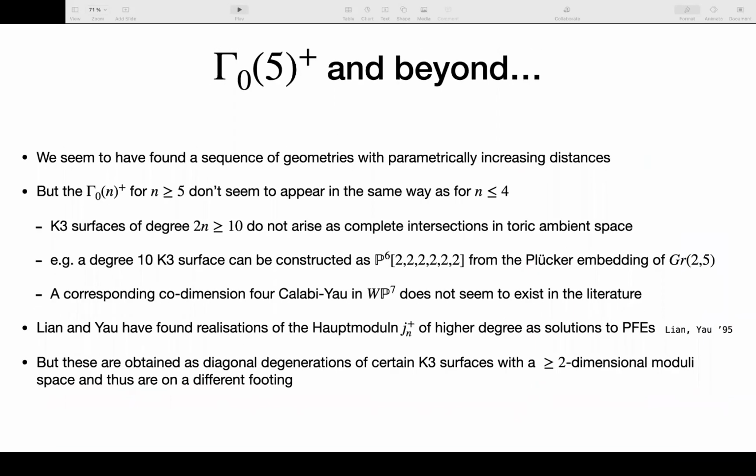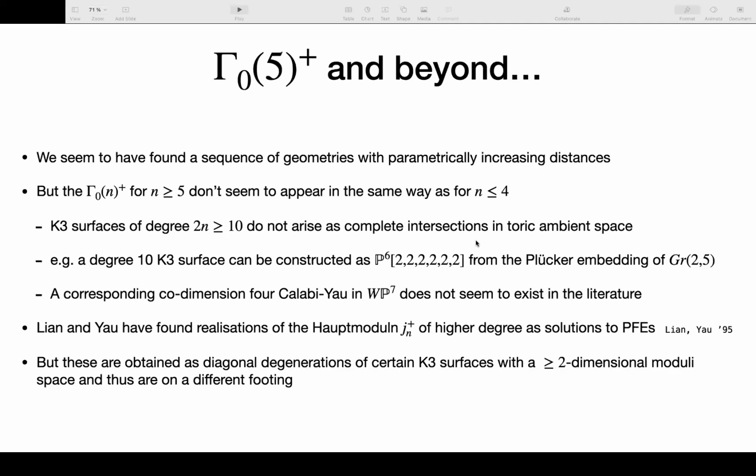Okay, so what about Gamma_0(5)+ and beyond? Unfortunately, or fortunately, if you want, they don't seem to appear in the same way as for n less than or equal to 4. That's because K3 surfaces of very high degree do not arise as complete intersections in toric ambient space. In fact, even for n equals 5, which is degree 10, you need a more involved construction, which is a non-complete intersection, codimension 4 in P^6. You can construct this very explicitly, but it's not as nice as the cases before.